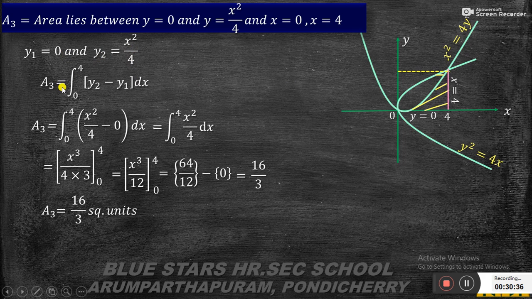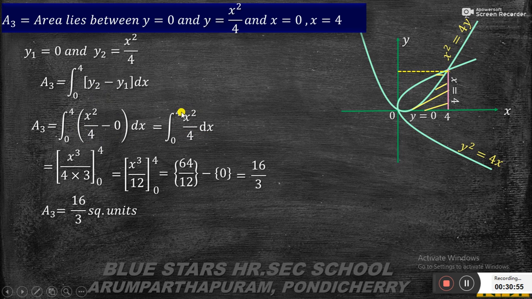Therefore A3 equal to, the area formula is y2 minus y1. That means y2 is x square by 4, minus y1 which is 0, integral 0 to 4 into dx. In the next step, integral 0 to 4 of x square by 4 into dx.